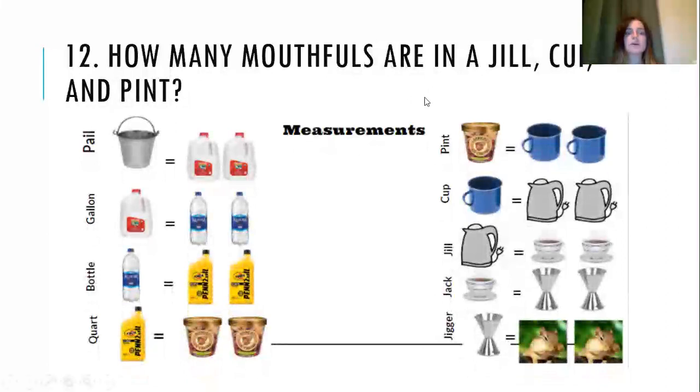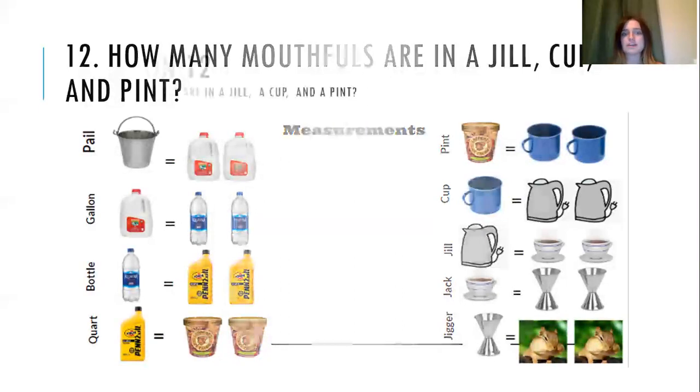So we have a pail is equal to 2 gallons, 1 gallon is equal to 2 bottles, 1 bottle is equal to 2 quarts, 1 quart is equal to 2 pints, 1 pint is equal to 2 cups, 1 cup is equal to 2 gills, and 1 gill is equal to 2 jacks, 1 jack is equal to 2 jiggers. Now let's figure out how many mouthfuls are in a gill, cup, and a pint.